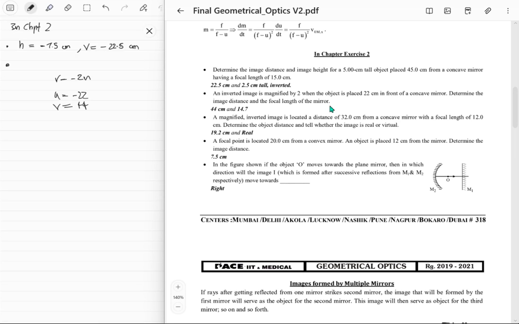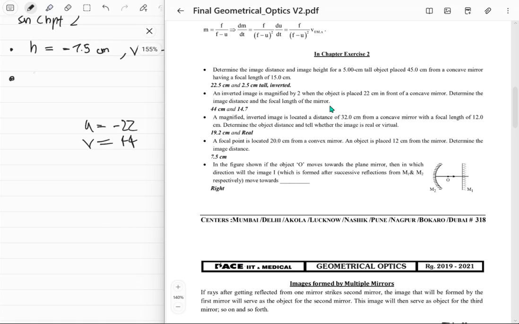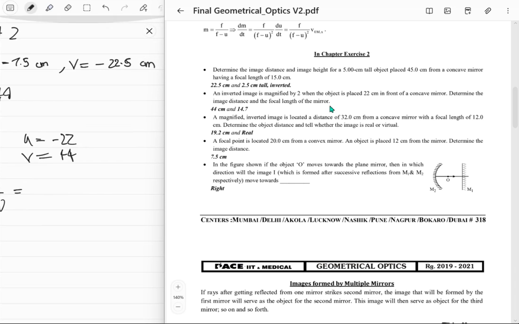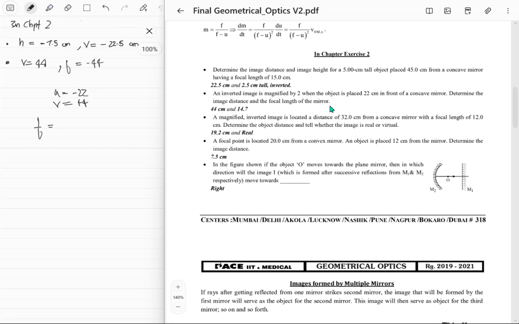So image distance is a piece of cake now because it's 44. So that was easy. Now from here you can figure out focal length. 1 upon f is equal to 1 upon v plus 1 upon u, which is 1 upon 44 minus 1 upon 22, which is negative 1 upon 44. So focal length is negative 44 centimeters.